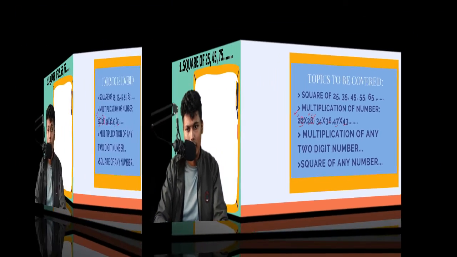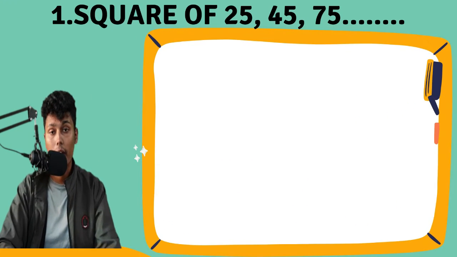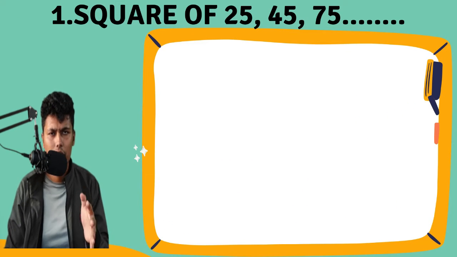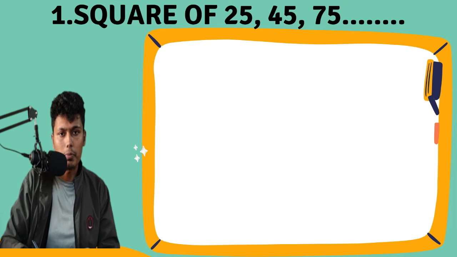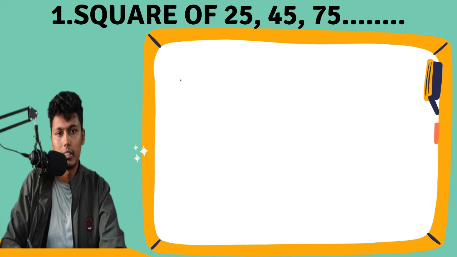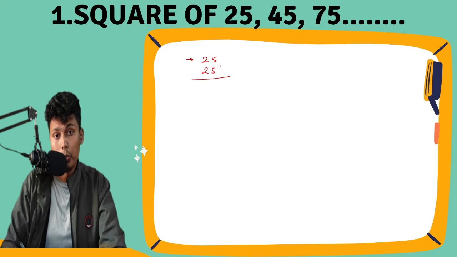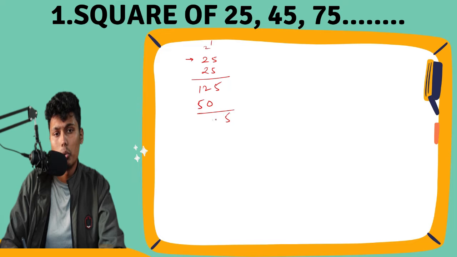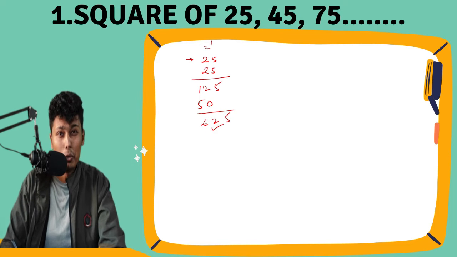So let us start. Topic number 1 is the square of 25, 45 and 75. How to compute a square? Let us see. Suppose the given example is 25 into 25. How are you going to do it here? You will do 5 fives are 25, 5 and 2 in hand; 5 twos are 10, 11, 12. Again, you write 5 and 2, 6. This is the way which you are doing, right?